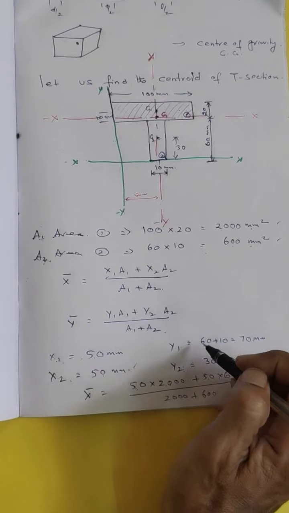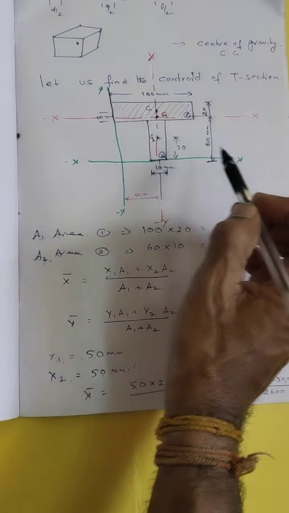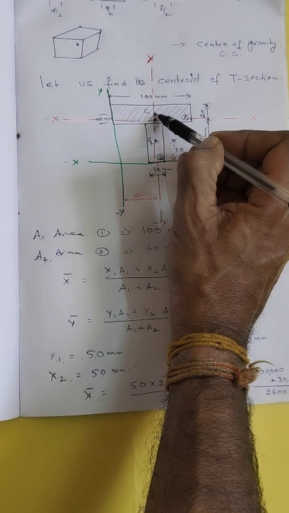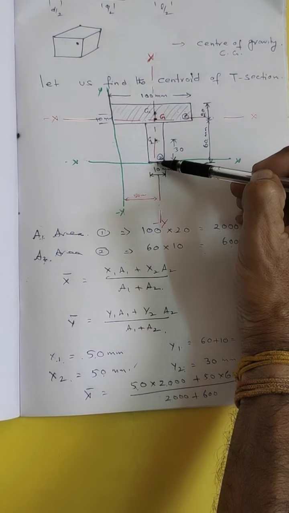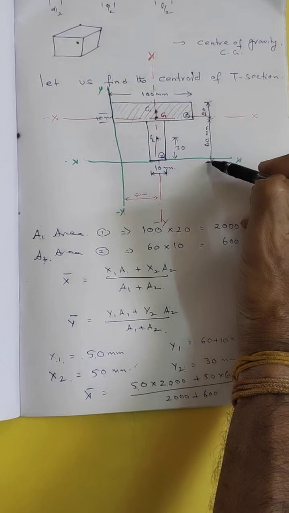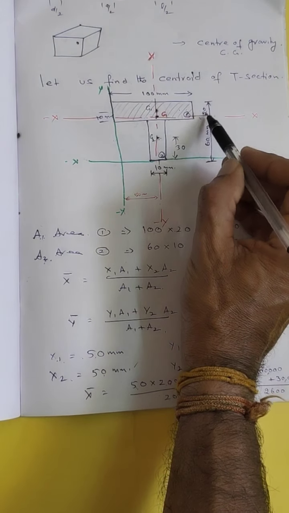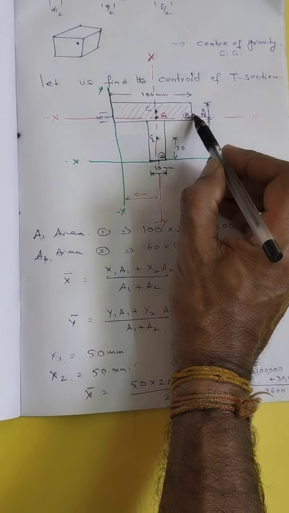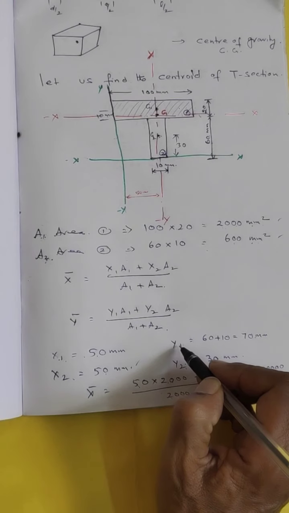And similarly y1, y2. So the distance from this reference axis xx to the centroid of the first rectangle is known as y1. So this is 60 plus half of 20. This is 20, half of 20 is 10. So 10 plus 60, you have 70 mm is y1.